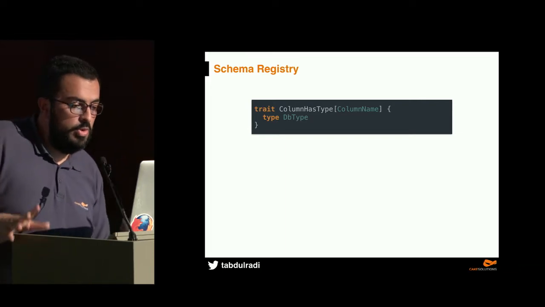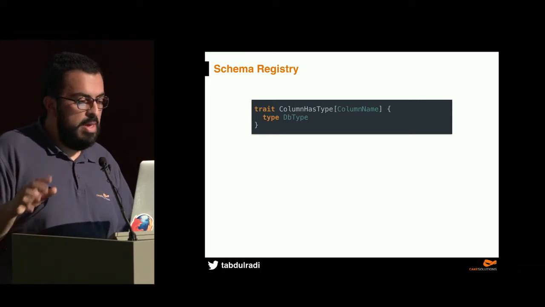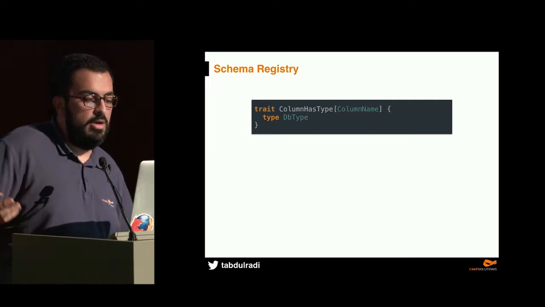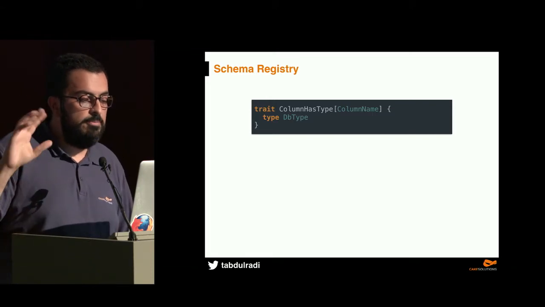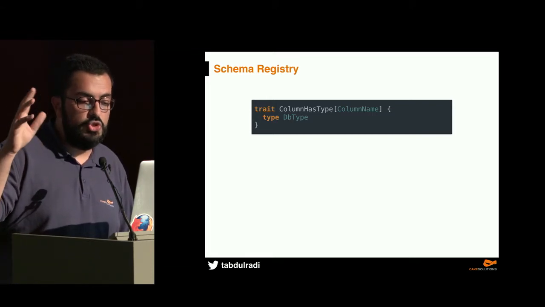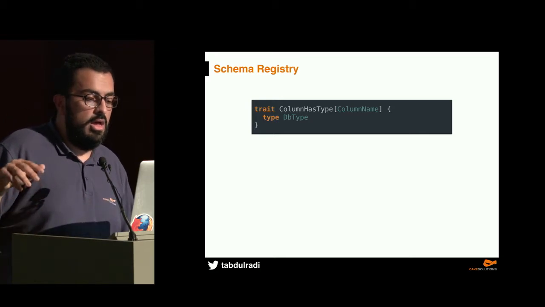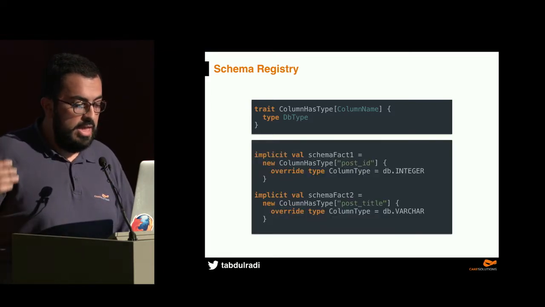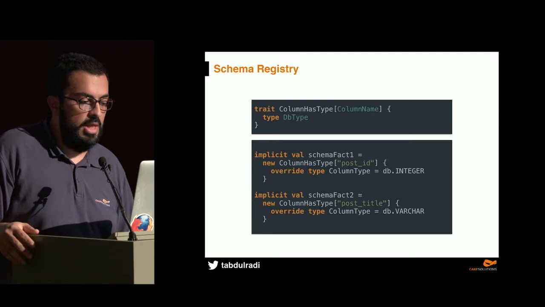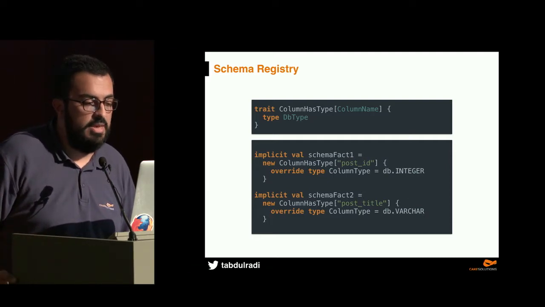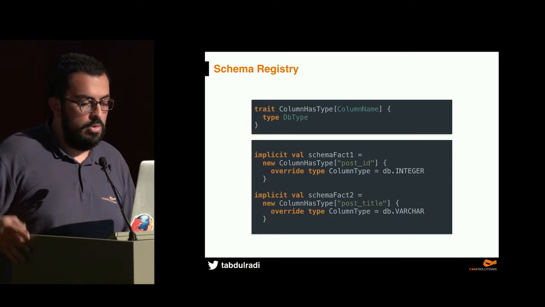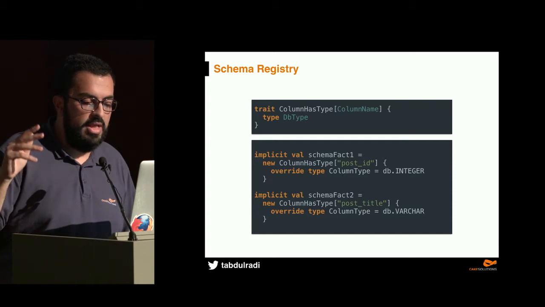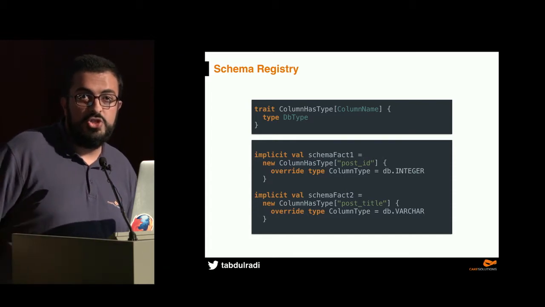So first, let's do the schema bit. We're gonna define a type class that basically serves as facts about our schema. ColumnHasType: the input for this type class is the column name, which should be a literal string. The value is any DB type. And the instances of this type class are basically our representation of the schema. Schema fact 1, column PostID has type integer. Schema fact 2, PostTitle has type DB.varchar, and so on.